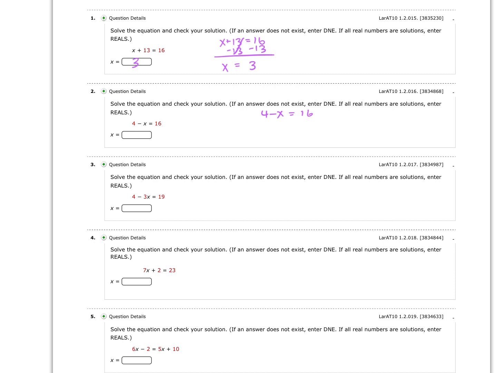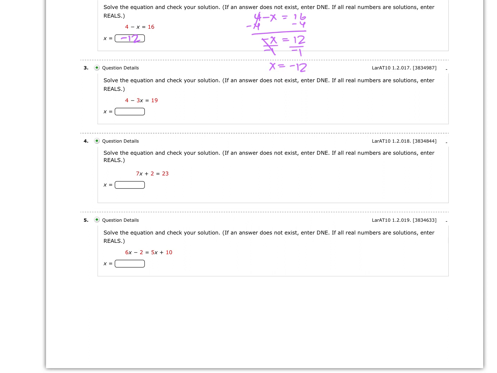And number 2, again, it's another one-step equation. We have a positive 4 on the left, so I'm going to do a minus 4, and that'll cancel out, leaving me with minus x equals 12. Now, I can't have a minus x, I have to have a plus x, so I'm going to either multiply or divide by negative 1, and what that does is it swaps the signs, so x is negative 12.